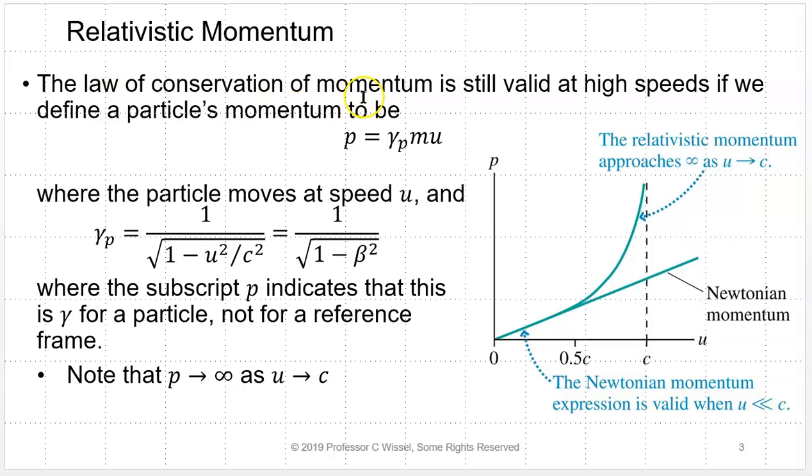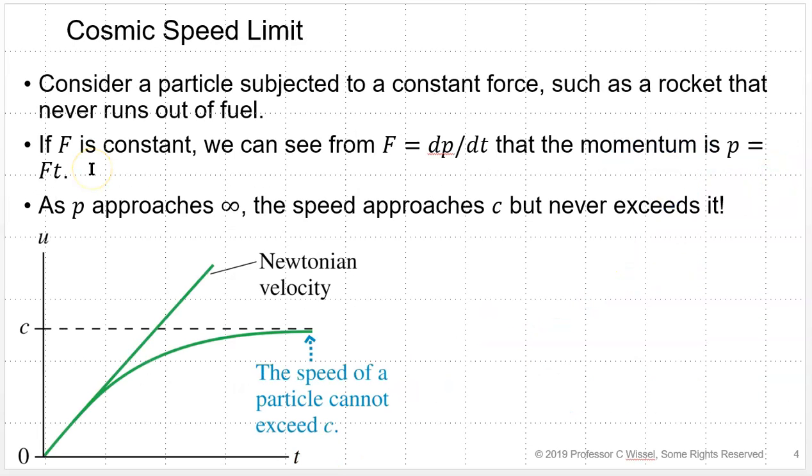The law of conservation of momentum is still valid at high speeds if we put an additional term in here, a term that's called gamma p. Gamma p is the Lorentz factor for a particle. The p just emphasizes that this is about a particle, not for a reference frame. So momentum is gamma p times mass times velocity or speed. And note that p goes to infinity as u goes to c. So as you approach the speed of light, the momentum approaches infinity. So there's a cosmic speed limit.